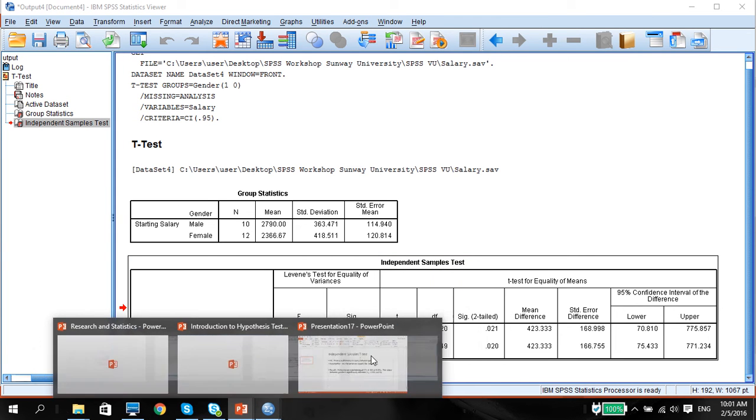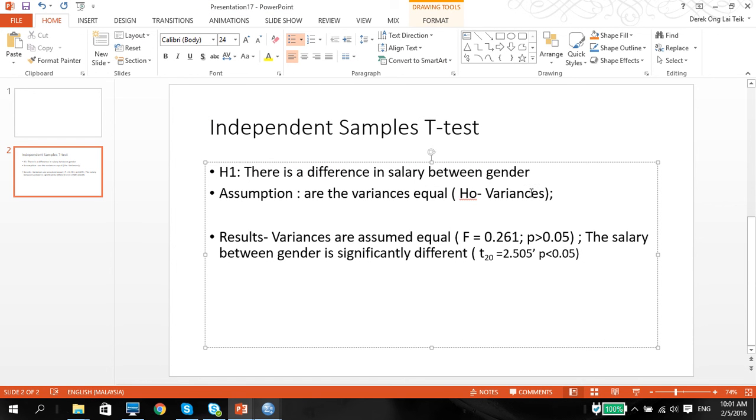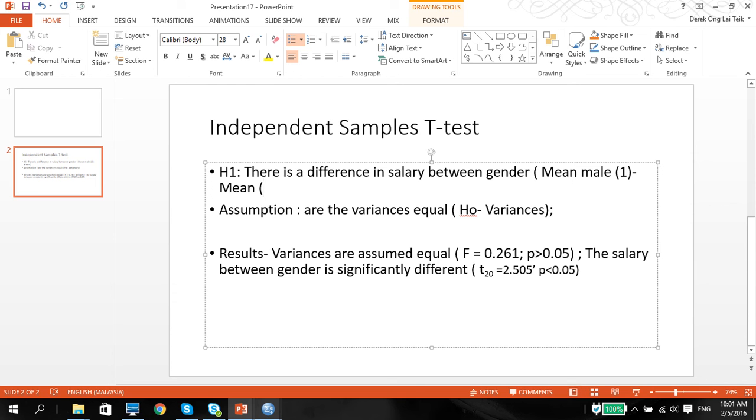In this hypothesis, we are assuming that we're using the mean of male, which is group 1, minus the mean of the female salary, which is group 0. Okay. So that's the results.